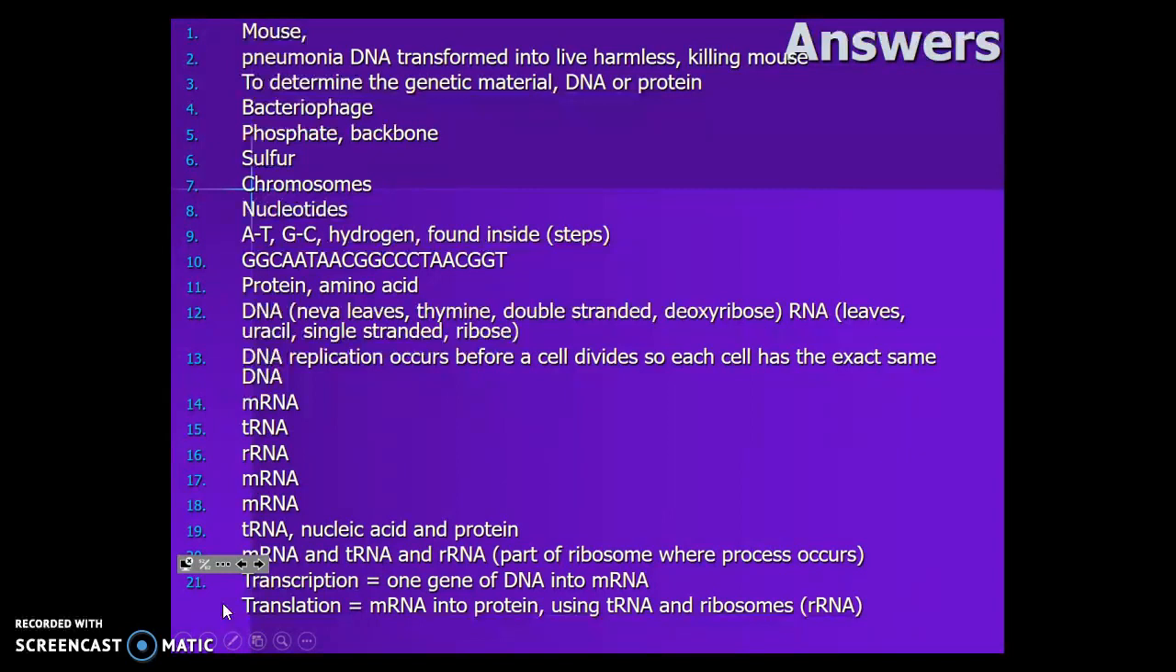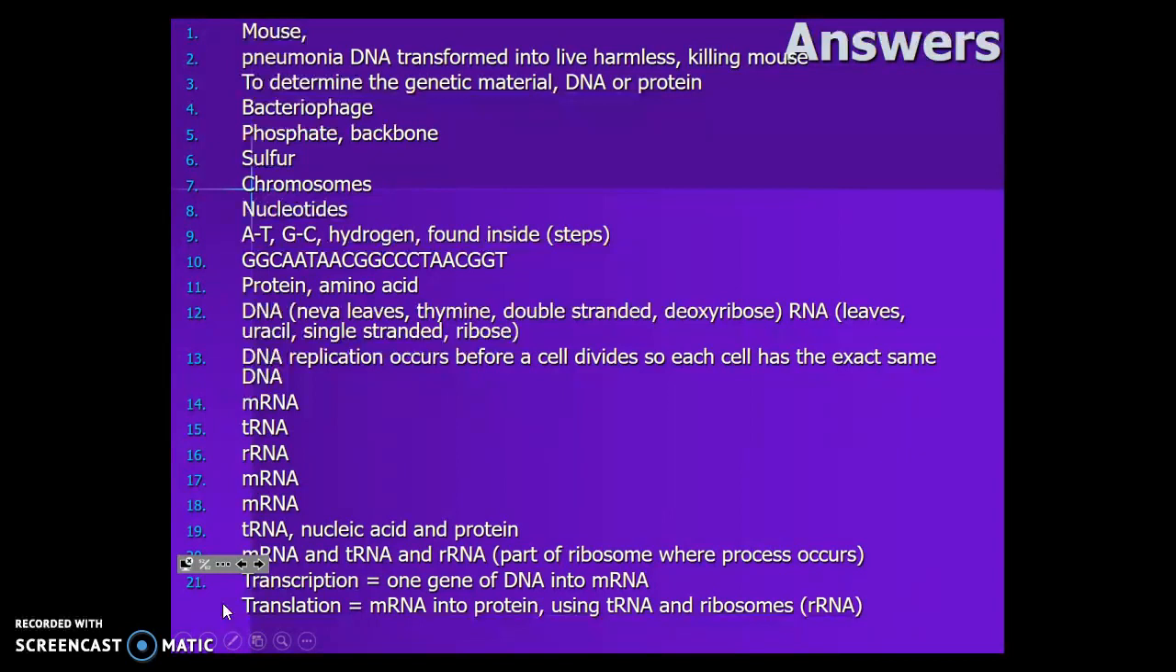When and why does DNA replication happen? Well, it happens prior to cellular division, and it's so that the new cell can have an exact copy of DNA for its genetic instructions. 14. What RNA is involved in transcription? Well, that would be mRNA.